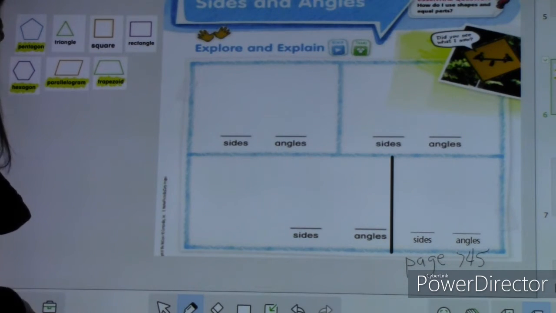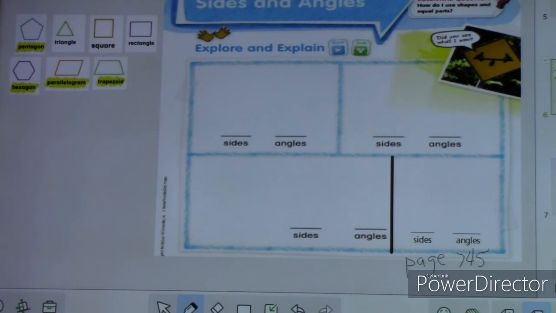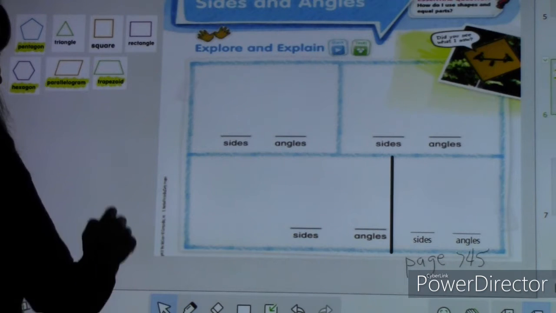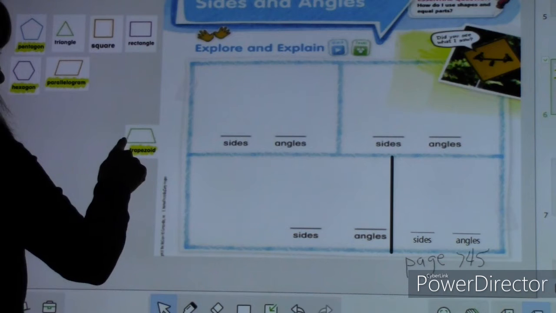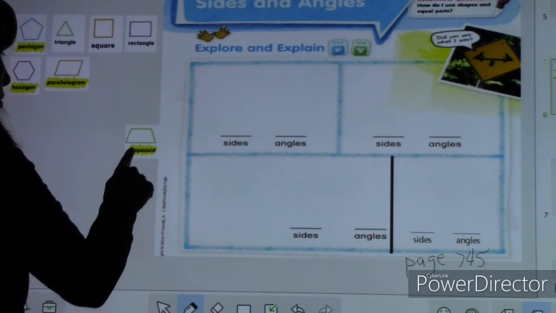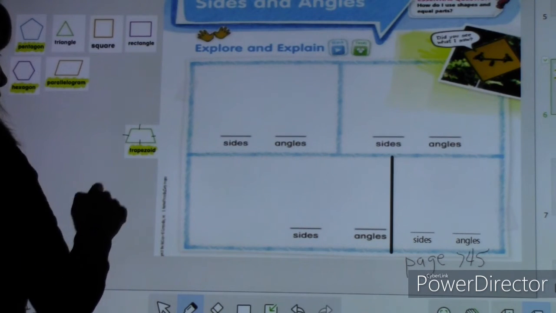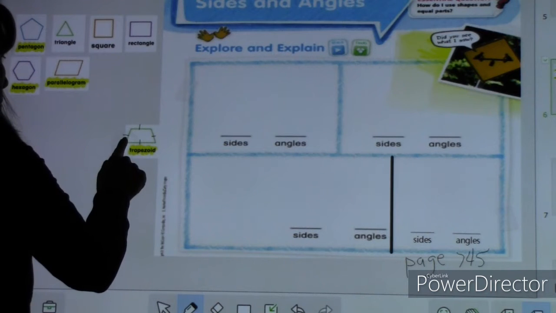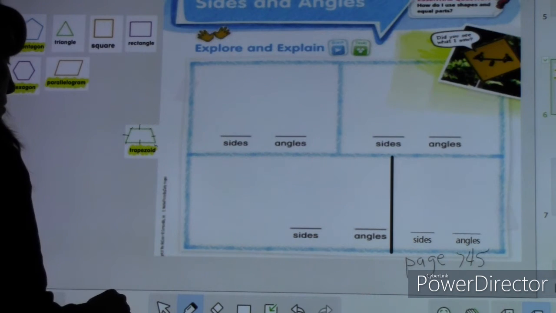First thing we're going to do is look at each of those shapes that I have here on the screen, and we're going to sort them out, decide where they go according to their sides and angles. So I'm going to start with the trapezoid. A trapezoid has 1, 2, 3, 4 sides, and 1, 2, 3, 4 angles. I'm going to mark those for you so you can see where I'm counting. 1, 2, 3, 4 sides, and 1, 2, 3, 4 angles.